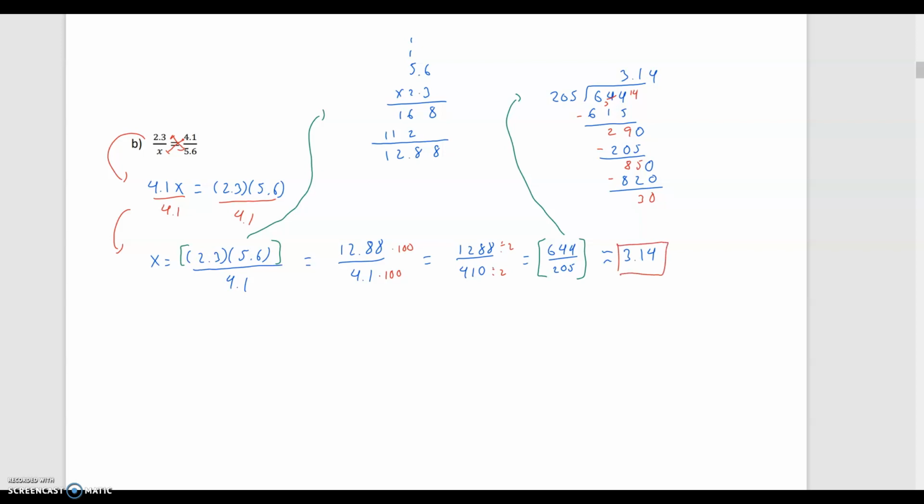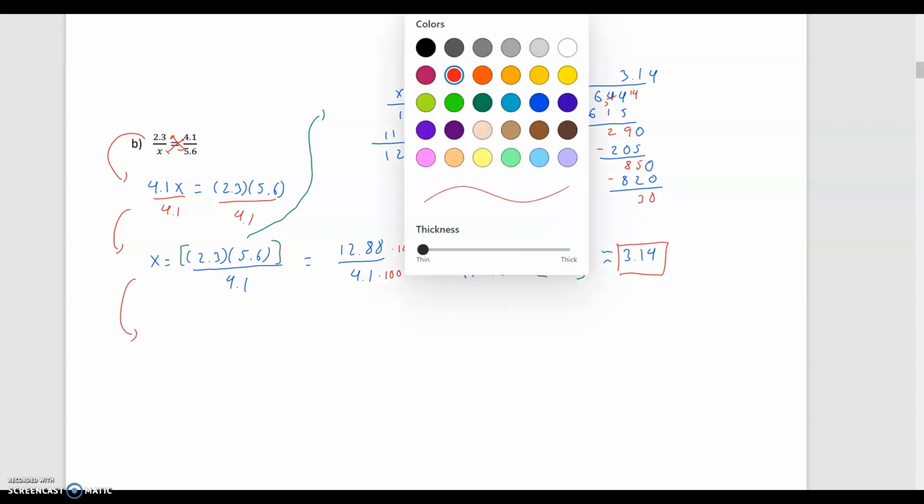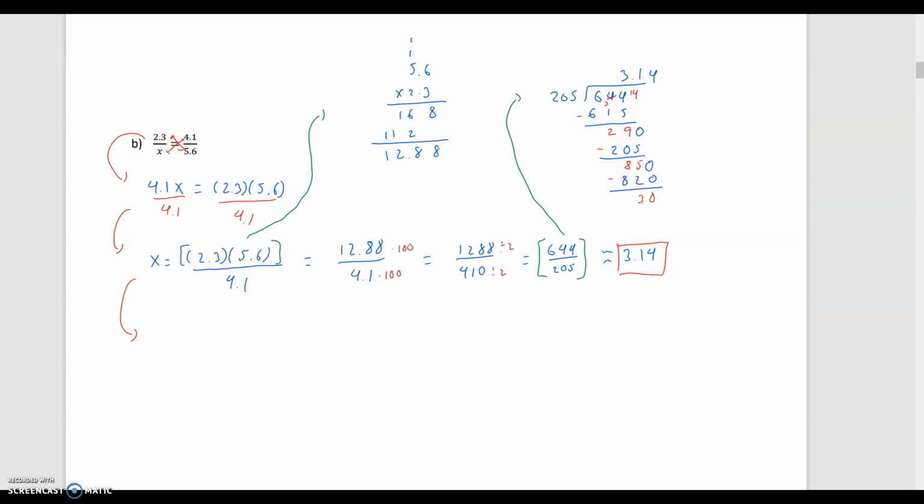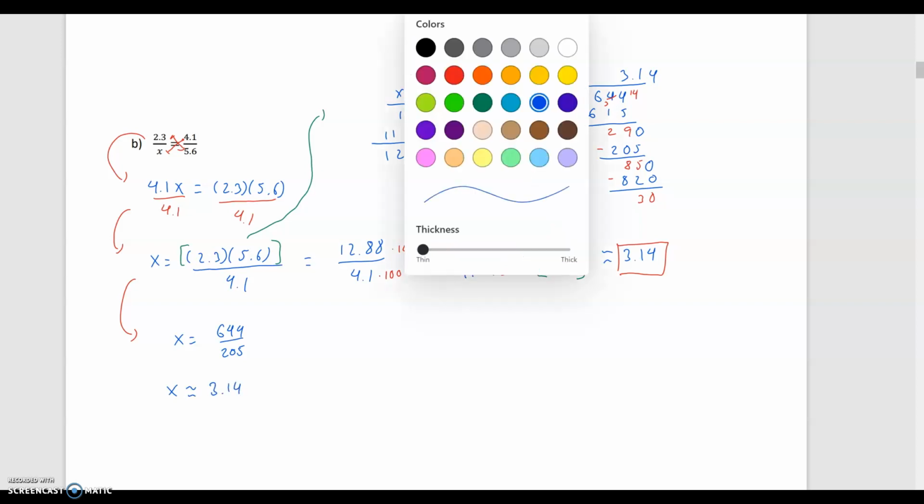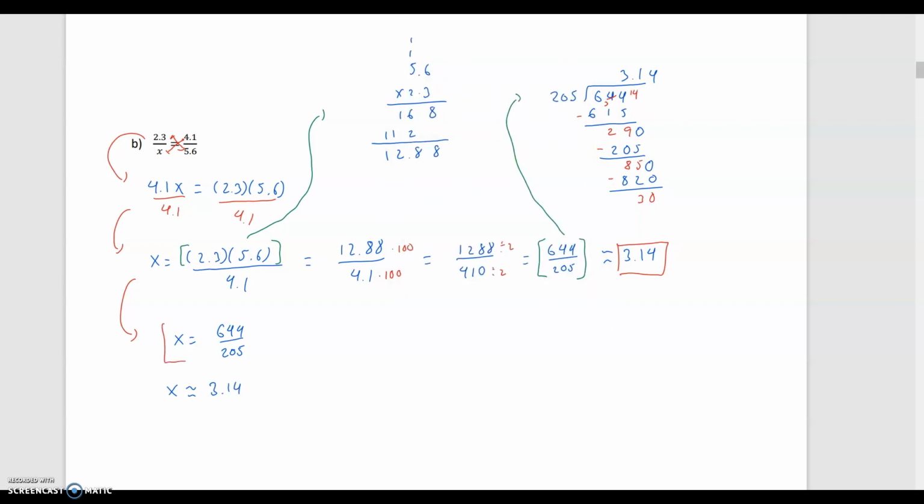There's no instructions on how to express this one. So the following answers are perfectly fine. So x is equal to 644 divided by 205 as an exact value, or x is approximately 3.14. Both of these are perfectly fine.